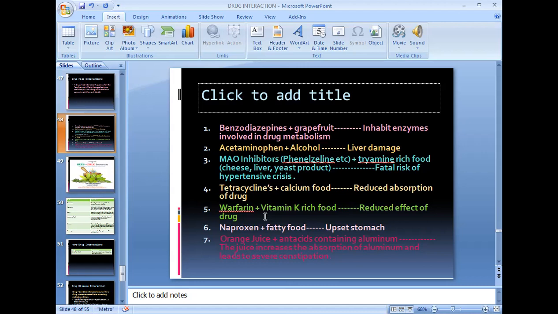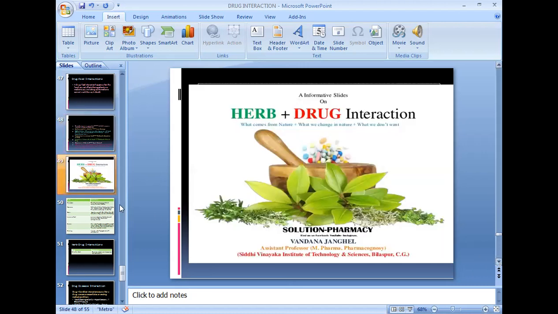Similarly, another interaction includes warfarin and vitamin K. Vitamin K-rich food, when taken with warfarin, the effect of warfarin will be reduced because warfarin is an anticoagulant drug and vitamin K is a coagulating factor, so it affects the efficacy of warfarin. Naproxen, which is an NSAID, when taken with fatty food, causes upset of the stomach.